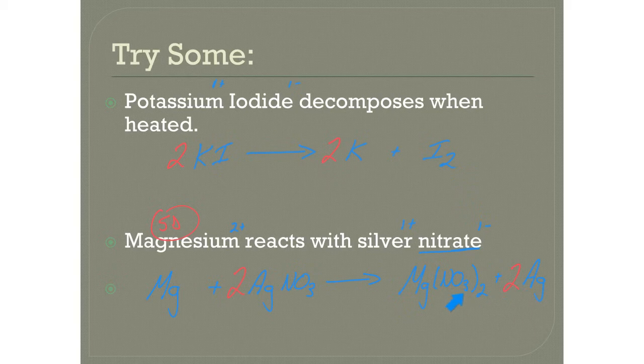It's always a good idea to double check. I have 2 Ags, I have 2 nitrates, I have 1 magnesium, and that balances what I have on my reactant side. I have 1 Mg, 2 Ags, and 2 NO3s. So it's now a full balanced chemical equation.